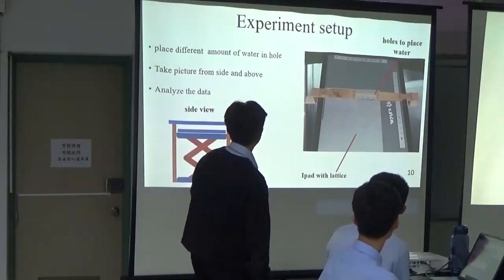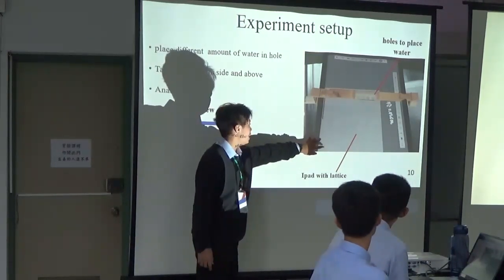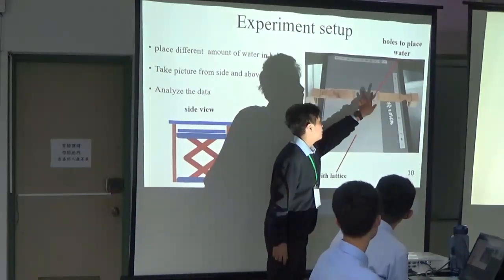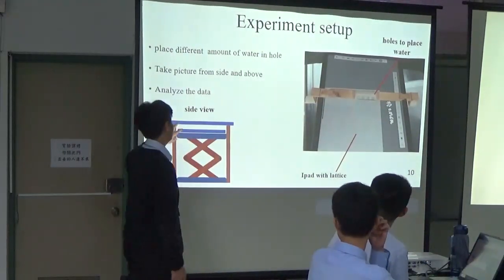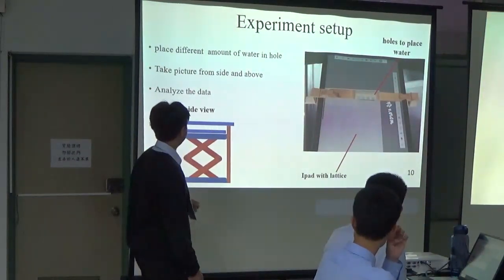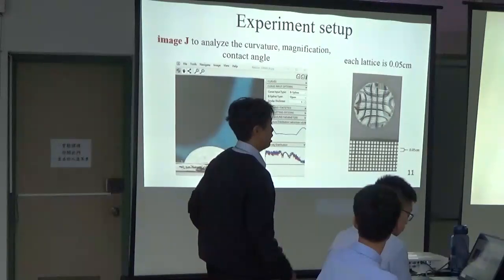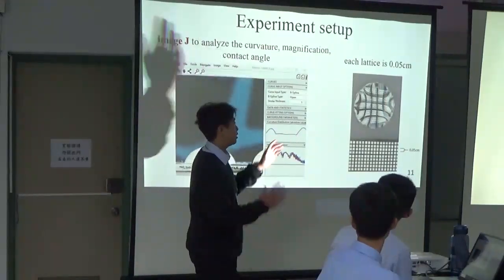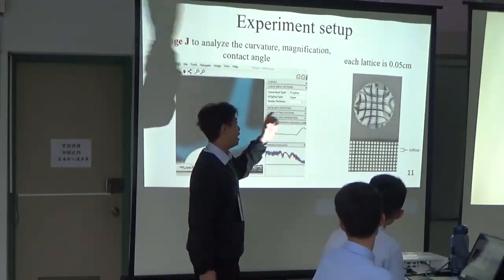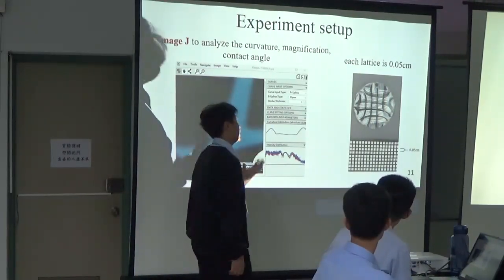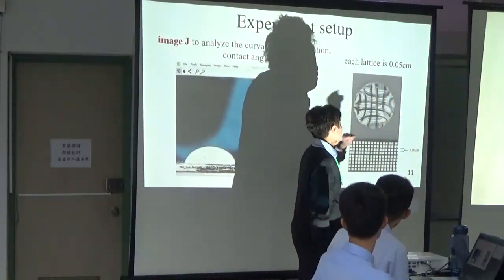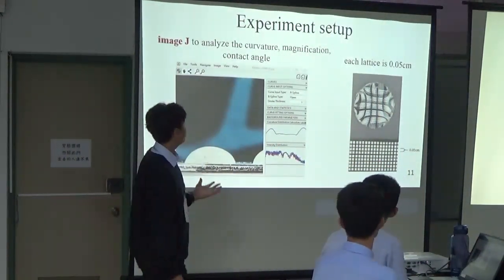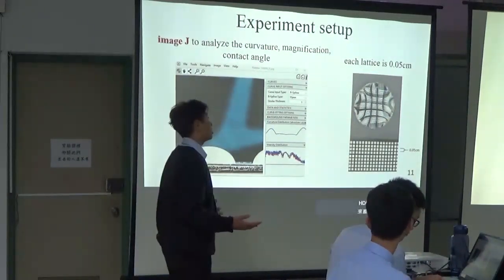And this is how we place it. This is an iPad, and each lattice is 0.05 centimeters. This is our droplet microscope. We can change the object distance and analyze the data. Next, we take pictures from the side and from vertically above to analyze the magnification, comparing the inside and outside. Each lattice is 0.05 centimeters, and we use ImageJ to analyze curvature, magnification, and contact angle.